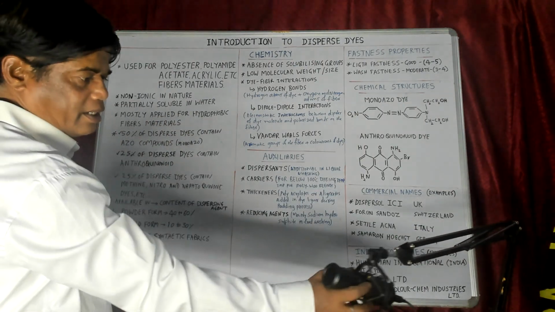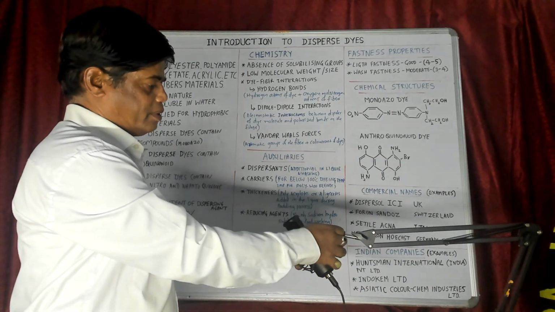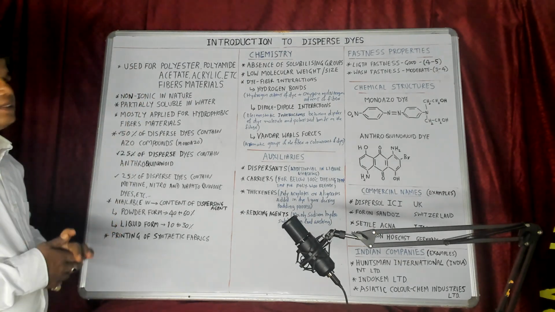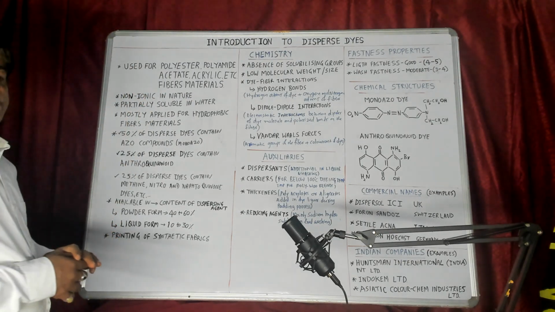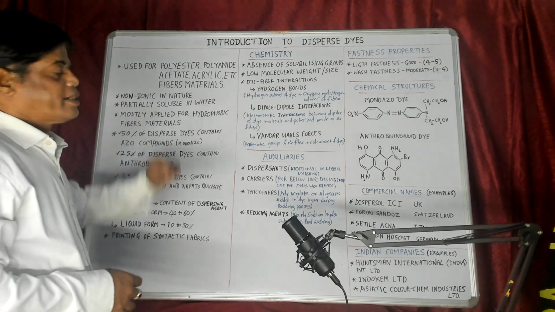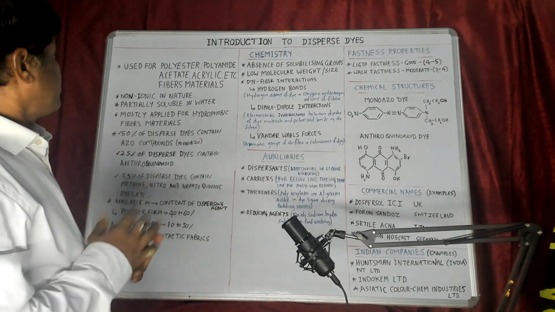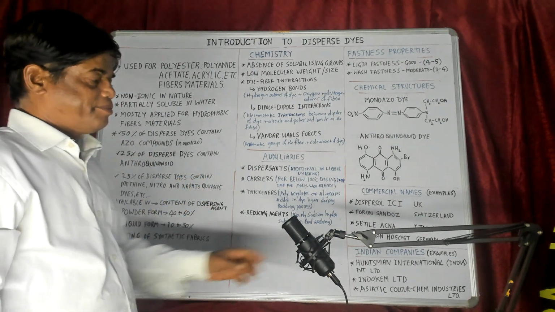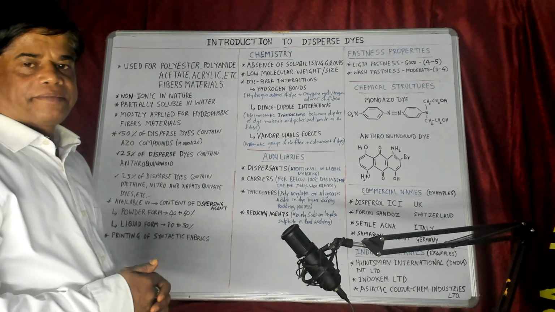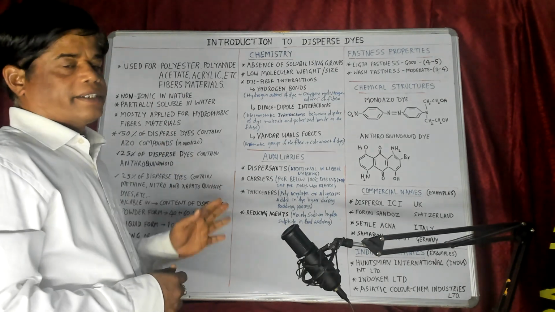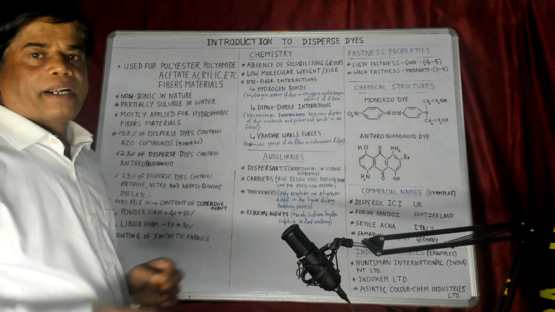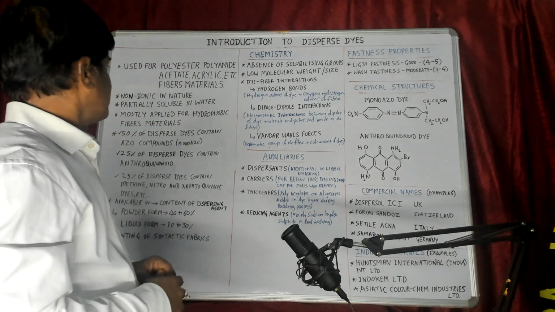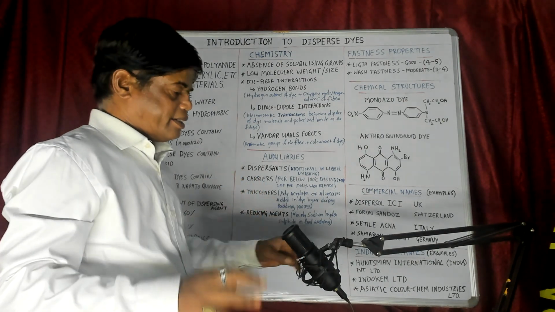See here, what fibers do the disperse dyes dye? Polyester, polyamide, acetate, acrylic, etc. Polyester, polyamide. Polyamide means nylon fiber. Acetate, acrylic and other things are there.